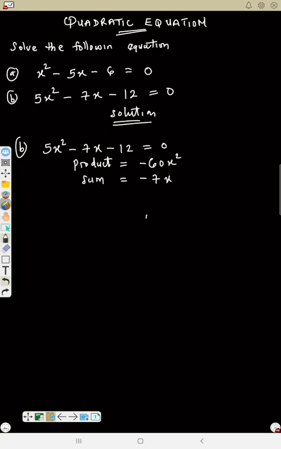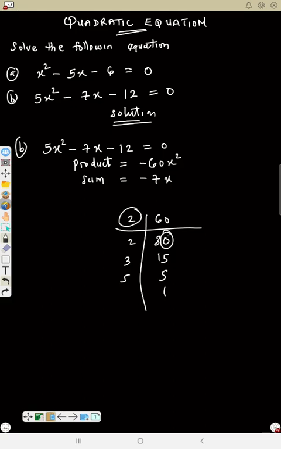So now what are the factors of 60? You can use the LCM, because if you are not sure, 2 in 60, that will be 30. 2 in 30, that will be 15. 3 in 15, that will be 5. 5 in 5, that will be 1. That means it's like your LCM. So that means if I say 2 times 30 will give me 60.